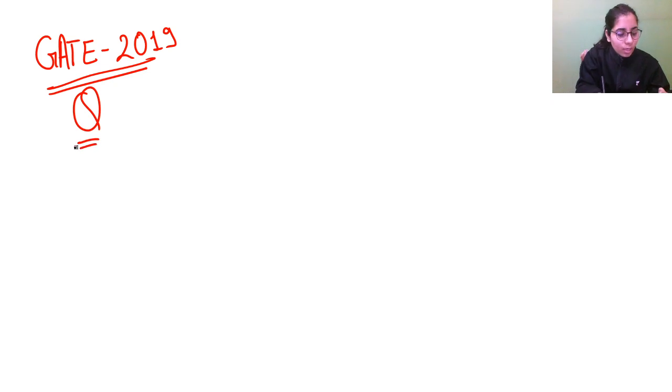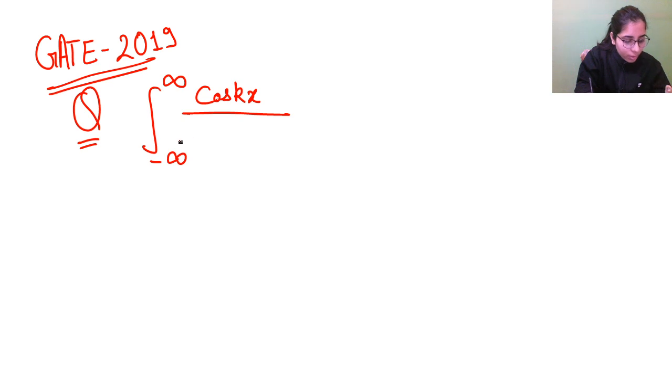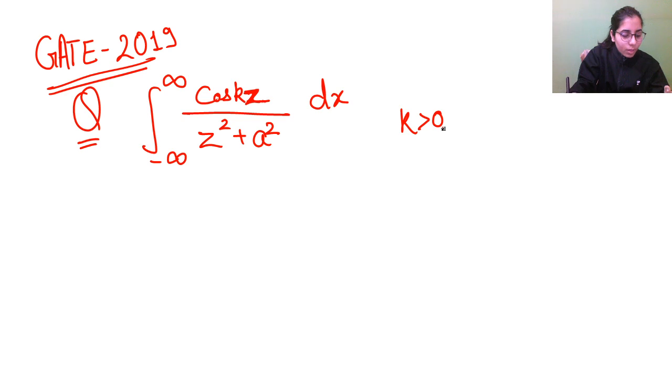The question is, the value of the integration from minus infinity to plus infinity of cos kz upon z square plus a square dx, where k is greater than 0 and a is greater than 0. So this condition has been given to you and you need to find the integration. You can start solving it. In just some time I will start the discussion, but try it once.